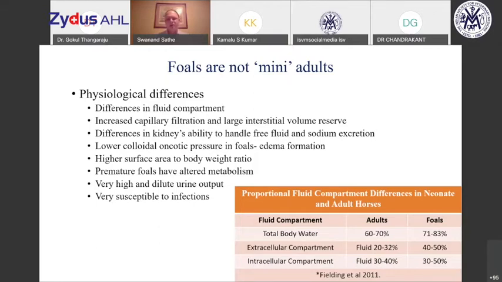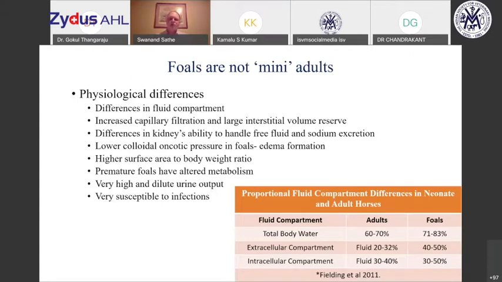So as you see in the table down at the right, foals usually have a higher total body water content, almost close to about 70 to 80%, as compared to adult equines, which average about 60 to 70% only in their total body water.